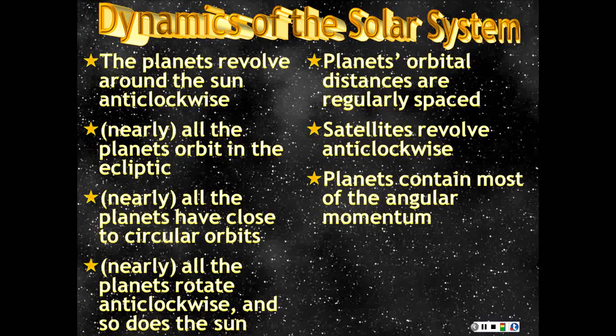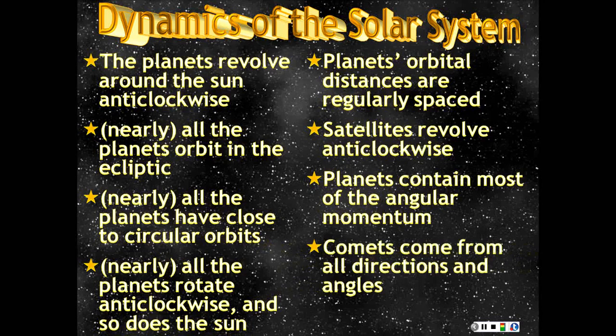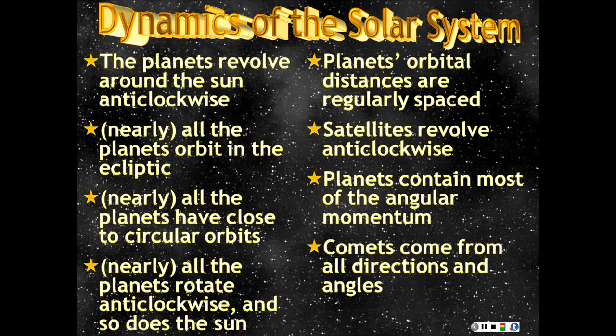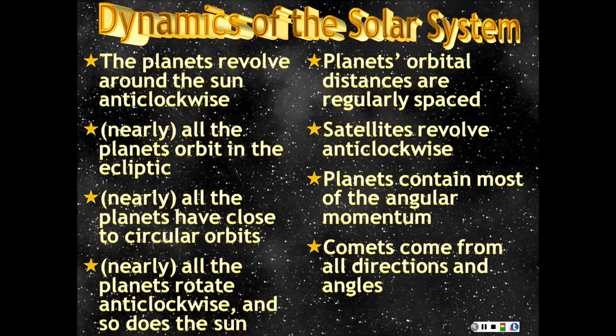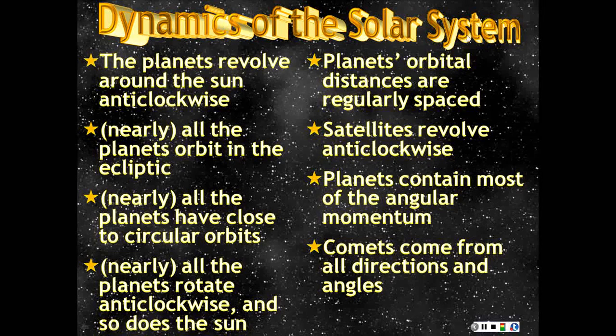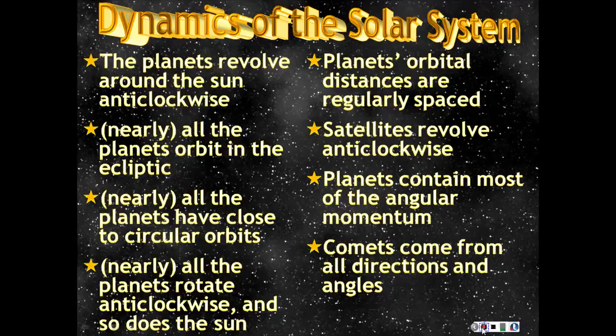The planets have most of the angular momentum within the solar system, but comets come from all directions. However, the short period comets tend to be much more like planets in their orbits, although much more elliptical. The long period comets have much longer orbits. And so we need to be able to account for all of these things in any description of them.